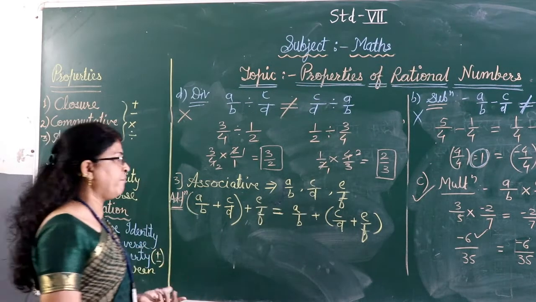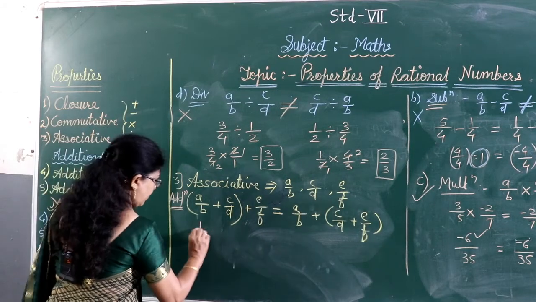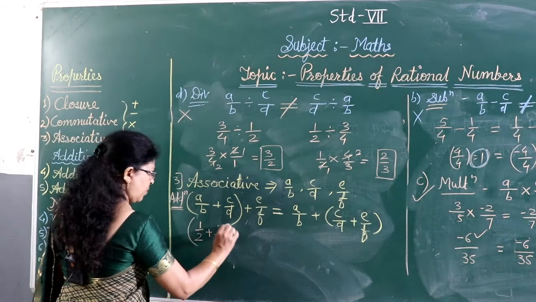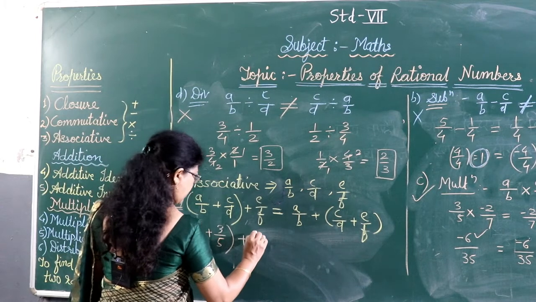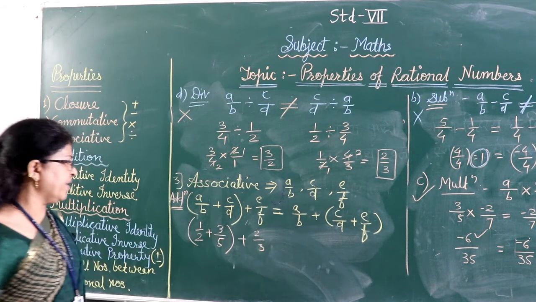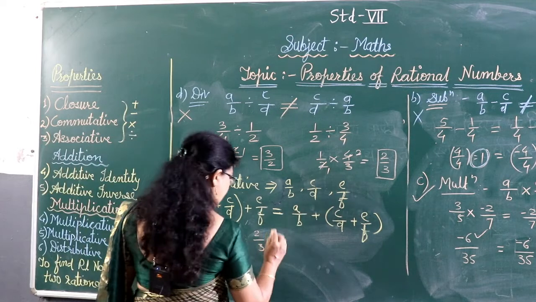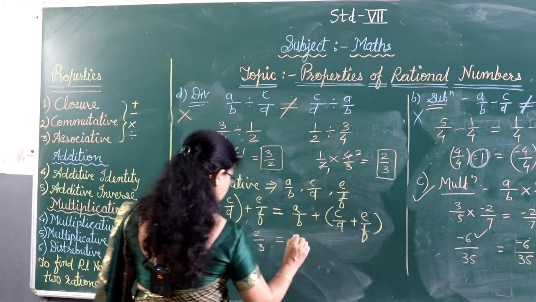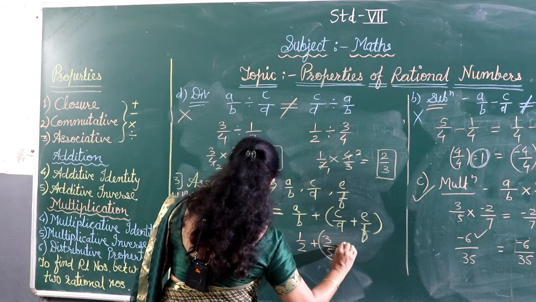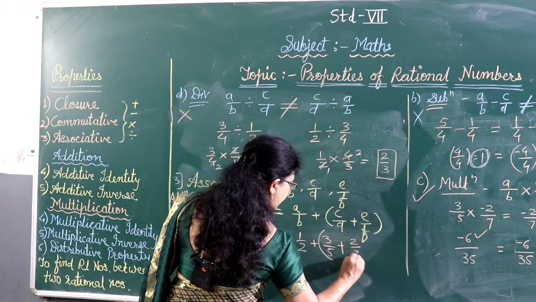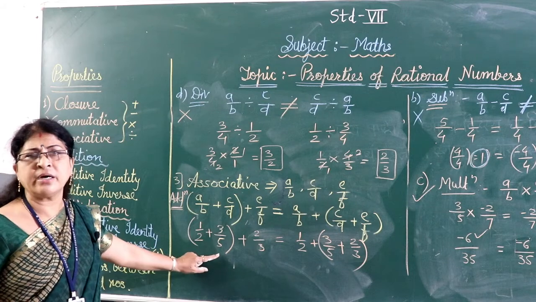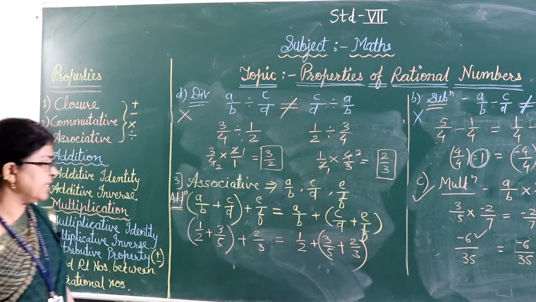Now we will apply it for numbers. Say 1 upon 2 plus 3 upon 5, plus 2 upon 3. These are three different rational numbers. Is it equal to 1 upon 2 plus 3 upon 5, now in bracket, 2 upon 3? Right, now I am solving directly. See, the denominators are different. So what method do we apply? We may apply the LCM method.